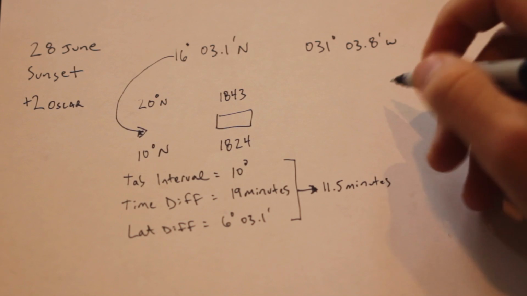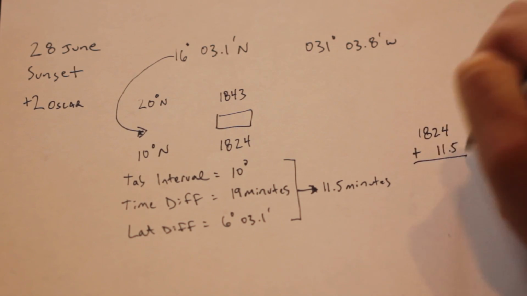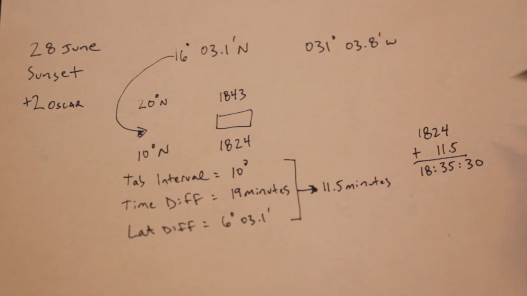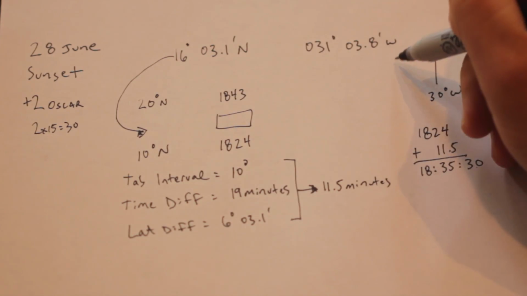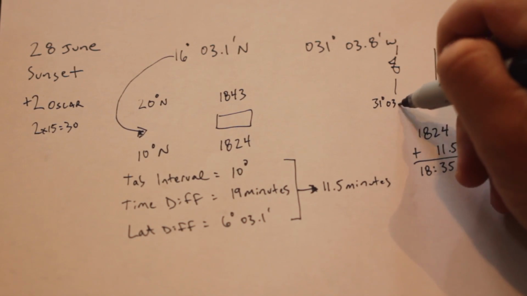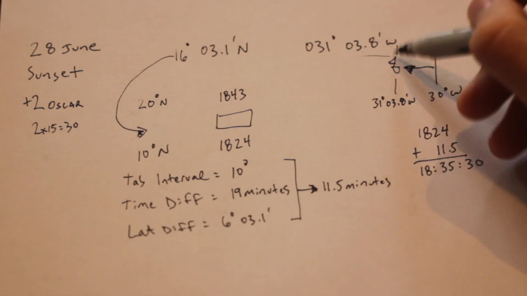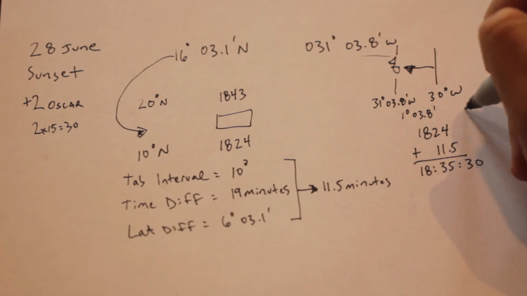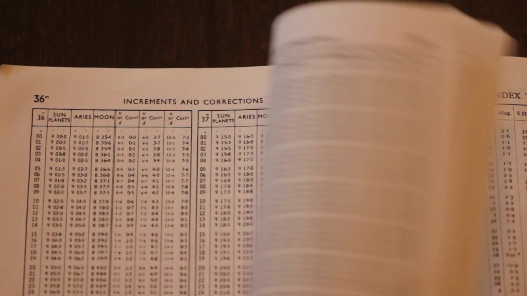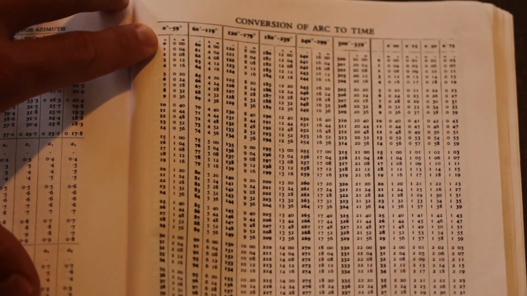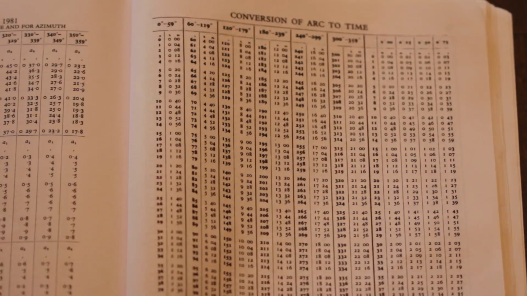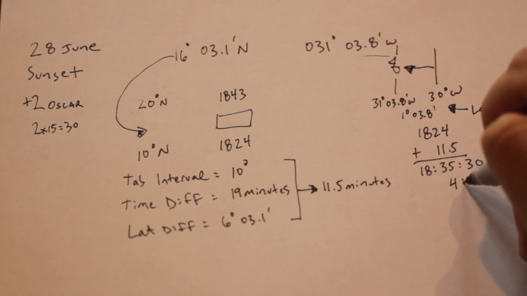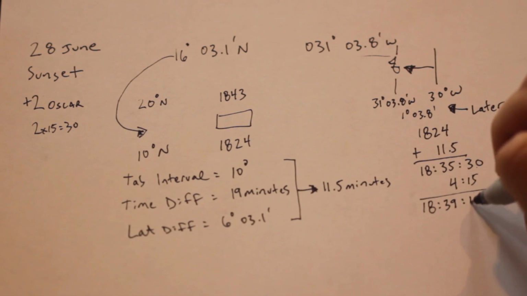We can apply that to the base time, and we come up with a latitude corrected time of sunset of 18:35:30. Now we need to correct for longitude. The standard meridian we're observing is 30 degrees west, and we're 1 degree and some change west of it. The conversion of arc to time tables will help us determine how long the sun will take to transit that distance of arc, and it gives us our longitude correction. Applying that, we have our final answer of 18:39:45.